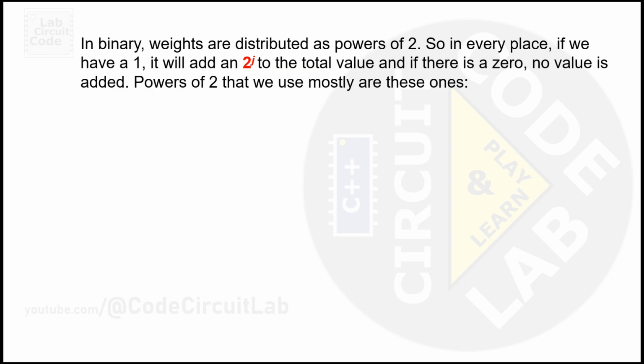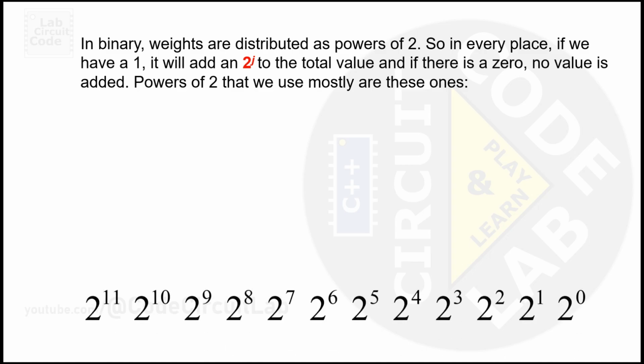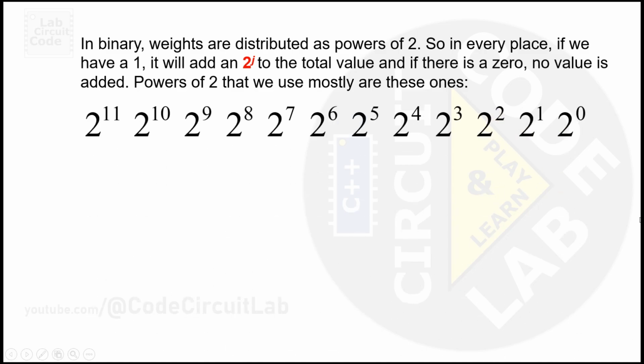In binary, weights are distributed as powers of 2. So in every place, if we have a 1, it will add 2 to the jth power to the total value, and if there is a 0, no value is added. Powers of 2 that we use mostly are these ones: 2 to the 0th, 2 to the 1st, 2 to the 2nd, 2 to the 3rd, and so on until 2 to the 11th.